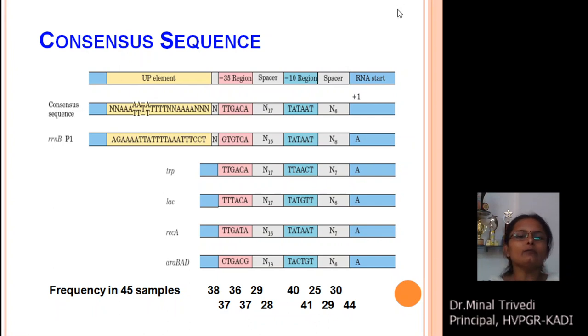Now, you might be thinking, what do you mean by consensus sequence? Over here, various promoter sequences have been given. You can see that in the -10 region, in the first one the sequence is TATAAT. In the second one again it is TATAAT. In the third one it is TATAACT, then TATGTT, TATAAT, TACTGA. This means there is certain sequence similarity found over here, and these are known as consensus sequences.